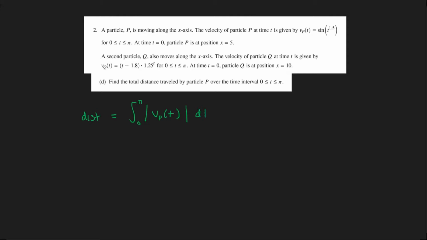Then dt. And if we plug this into a calculator, we are going to get that the total distance traveled by particle P is going to be 1.931. So for this one, this was pretty short, but setting this integral up as well as giving the correct answer will score you 2 points on the AP exam.